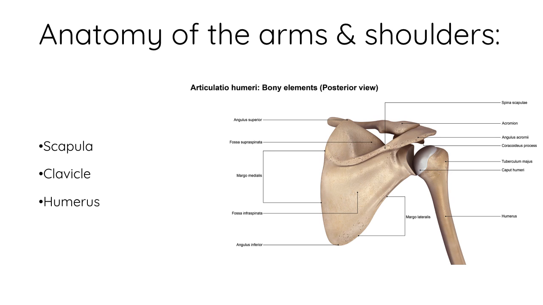So that scapula doesn't connect to any other bones on your body. The humerus, the arm bone, does not connect to any other bones on the body. So the only joint that it has with your trunk is where that clavicle connects in.